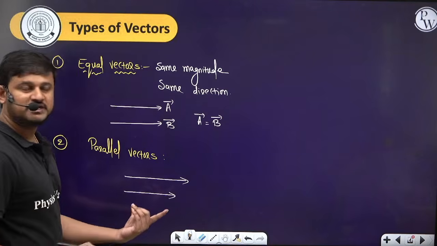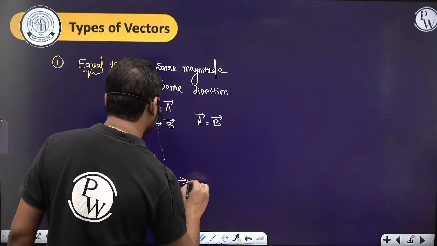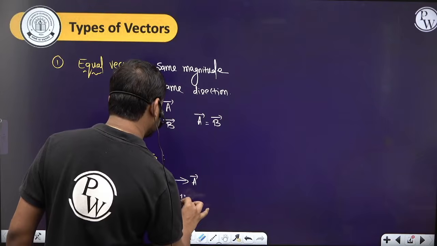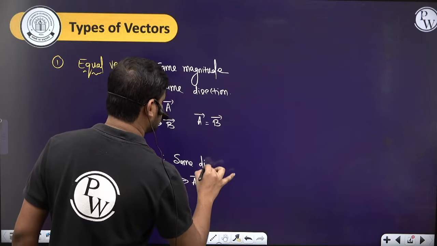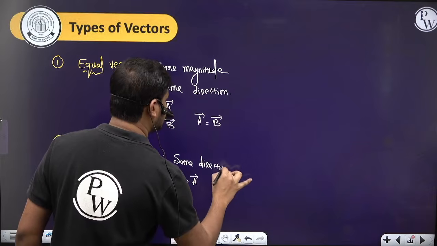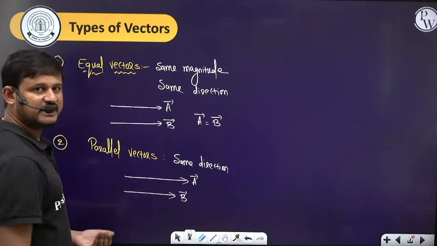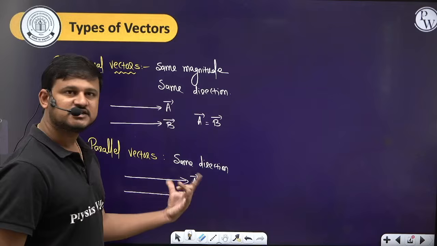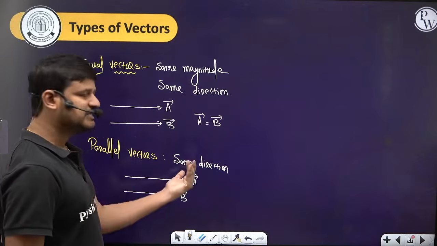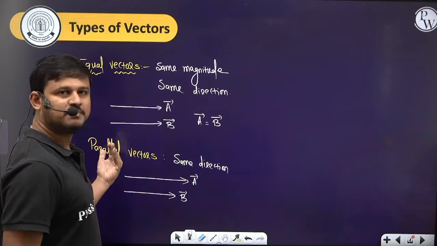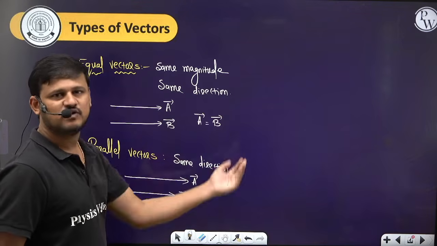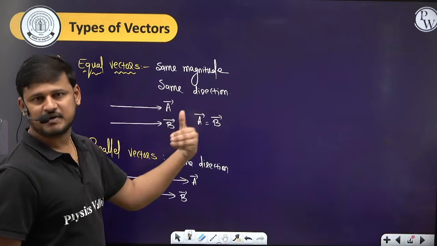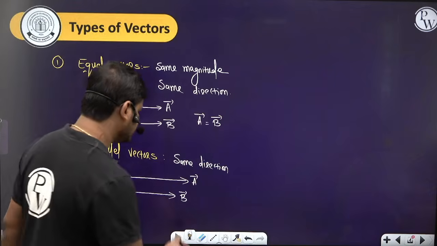So this is vector A, let's suppose, and this is vector B. They both should be in the same direction, either towards the right or towards the left or at an inclined angle. So their direction must be the same. And exactly opposite is the non-parallel vectors. With non-parallel vectors, we can write one is right side, one is left side. Parallel and non-parallel vectors. Clear? So you can write that also.